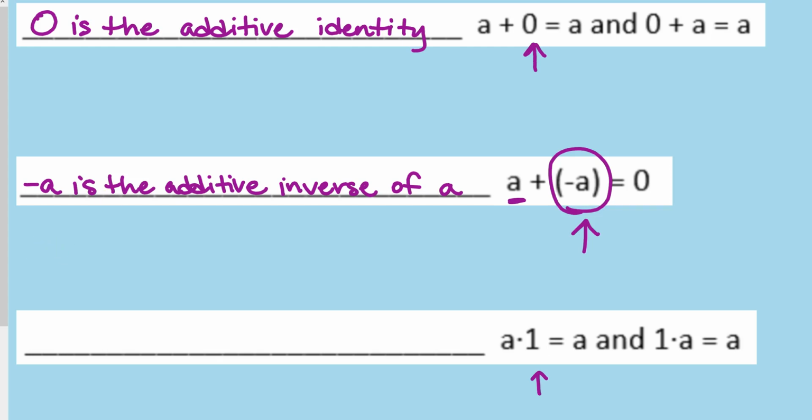So an example, you have the number 42. You add the additive inverse, negative 42, to get 0.